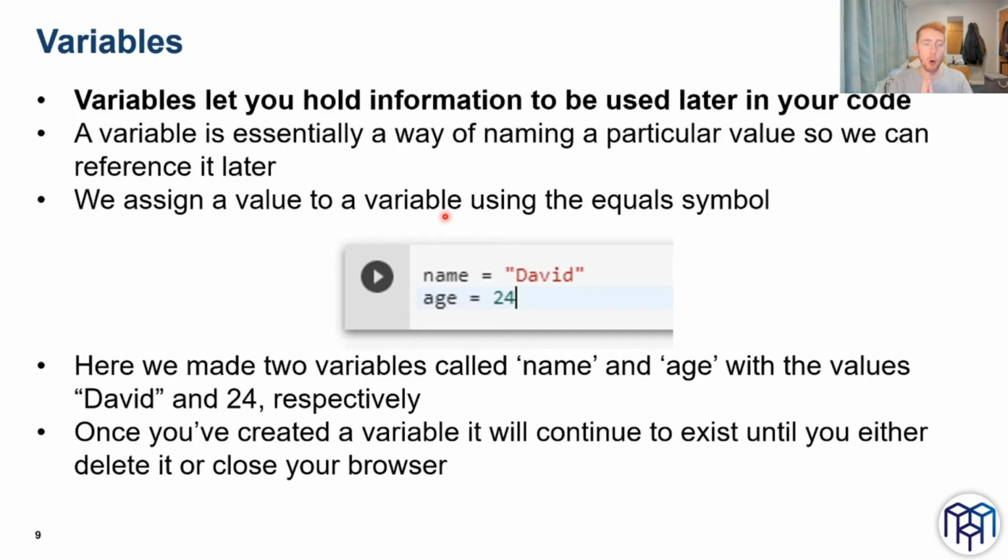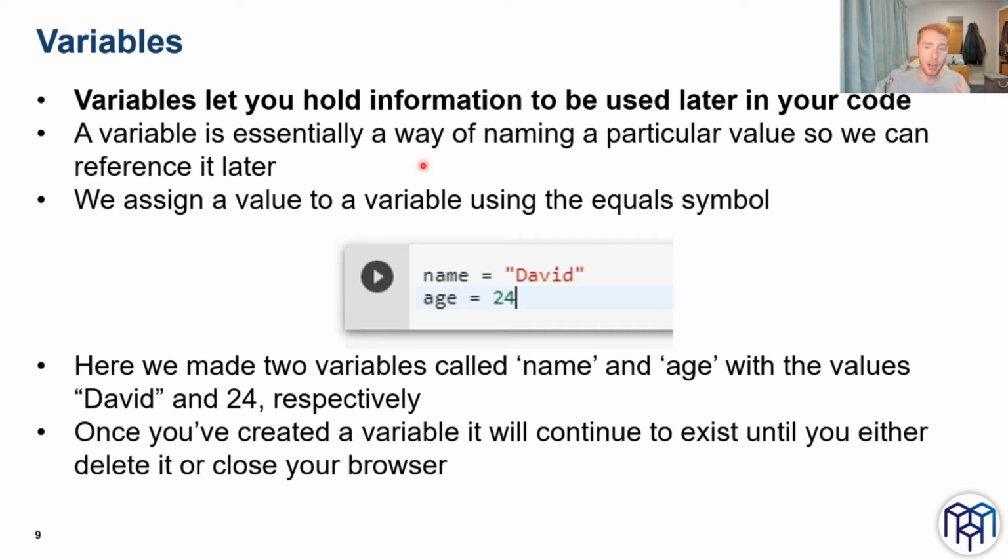Okay, so we're now going to have a look at these things called variables. And so variables are a way of storing information for later use in our code. So essentially, think of these as a way of giving Python memory. It can remember things for us to use later. And so a variable is essentially a way of giving a name to a certain bit of data, a certain value, so that we can reference it later.